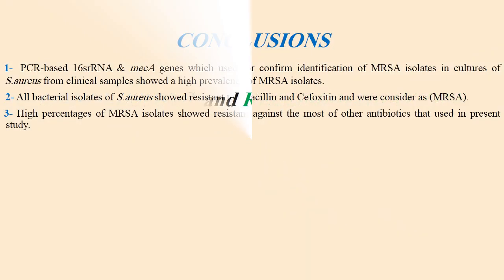Conclusions. Number 1, PCR based on the 16S rRNA and mecA genes, used for confirmed identification of MRSA isolates in cultures of Staphylococcus aureus from the clinical samples, showed a high prevalence of MRSA isolates. Number 2, all bacterial isolates of Staphylococcus aureus showed resistance to oxacillin and cefoxitin and were considered MRSA. Number 3, high percentages of MRSA isolates showed resistance against most of the other antibiotics.